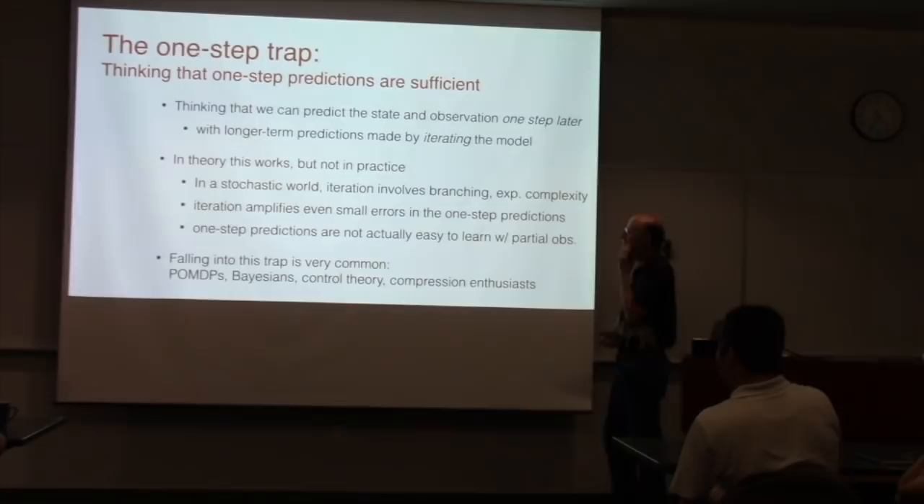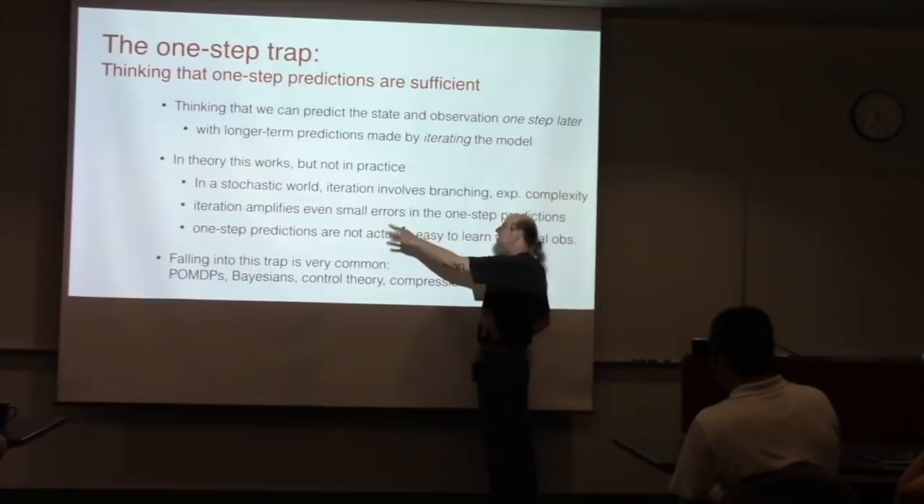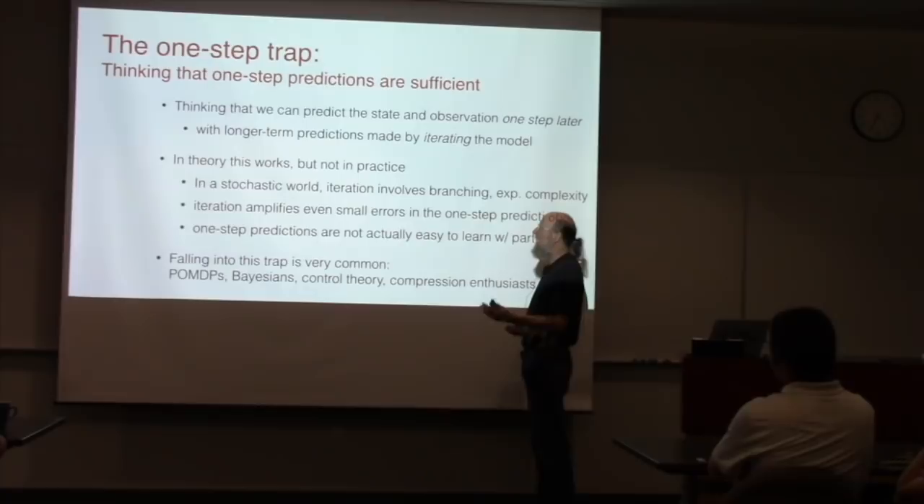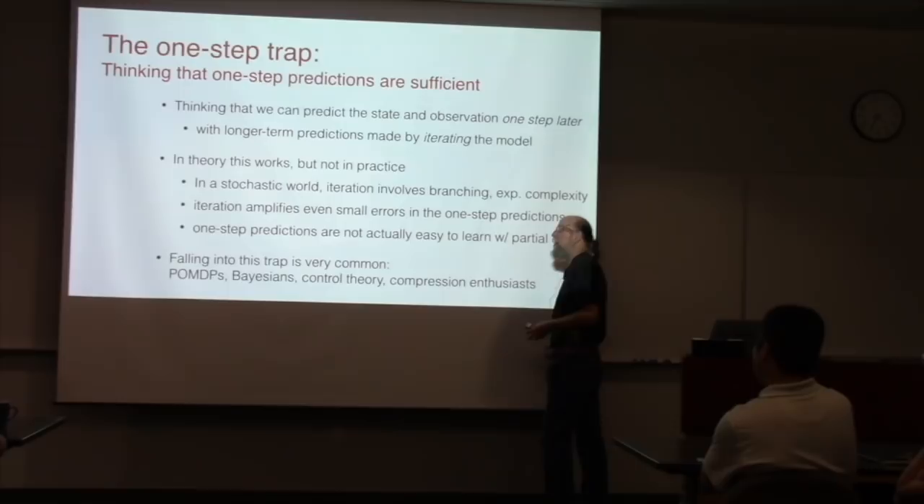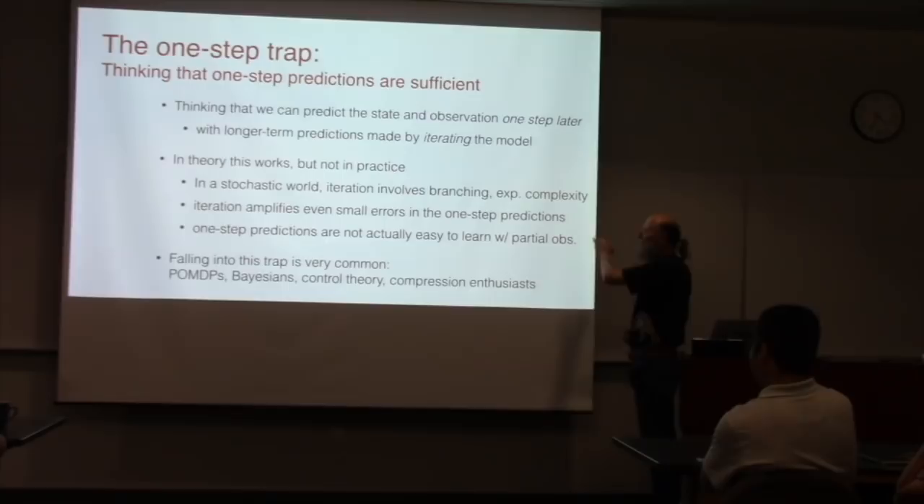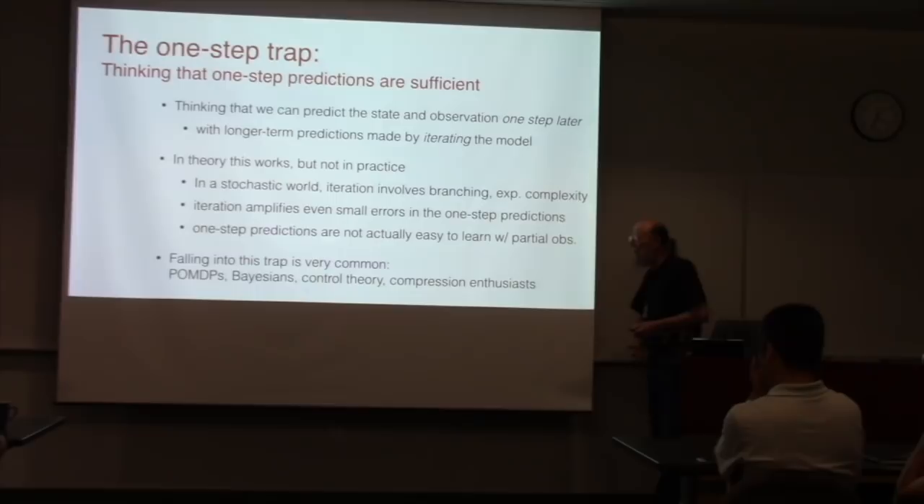Why doesn't it work? Well, in brief, the three reasons are: in a stochastic world, the iteration will involve branching. And so to look ahead 20 steps, you have to branch, something to the 20th. And that makes it hopeless, exponentially complex. As you iterate forward, any small errors you have are amplified, and they become extremely large as you get more steps. And also, I would even counter the whole inspiration for it, that one-step things are supposed to be easy to learn, but they're hard to learn, particularly when you have partial observability. So this is really common. People who talk about these sort of things are falling into this trap.